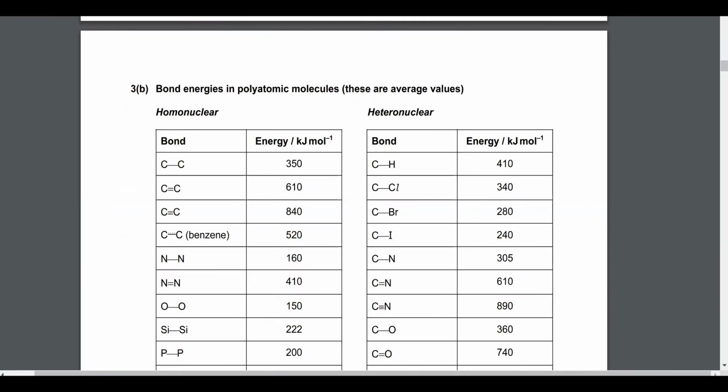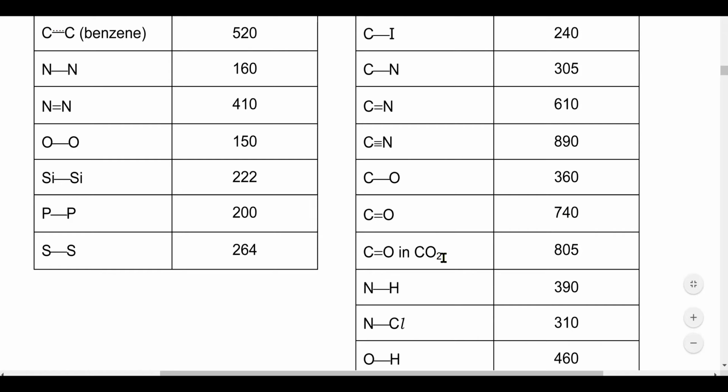For example, even look at the carbon double bond oxygen. Usually it's around 740, but if it's in carbon dioxide, it's around 805. So even over here, they've actually listed it separately, because there's a huge difference in the bond, especially for C double bond O if it's part of the carbon dioxide structure. So be careful with this. Anyways, we're going to use these average values that are provided to us, and we're going to try and solve this question.